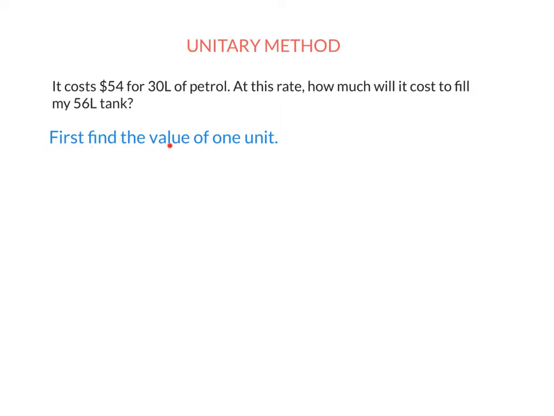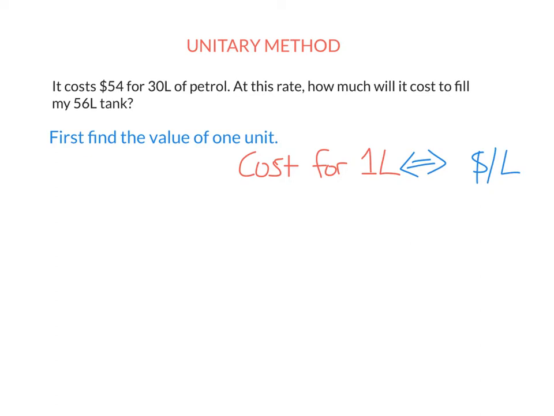The unitary method means we first find the value of 1 unit. So in this question, the value of 1 unit is the cost for 1 litre. And that's what 1 unit means. Here, the units I'm interested in are litres. I want to know how much 1 litre costs, because if I know how much 1 litre costs, I can easily figure out how much 56 litres will cost. So what will be the cost per litre? Well, that is exactly the same as asking what is the rate in dollars per litre. They mean the same thing.